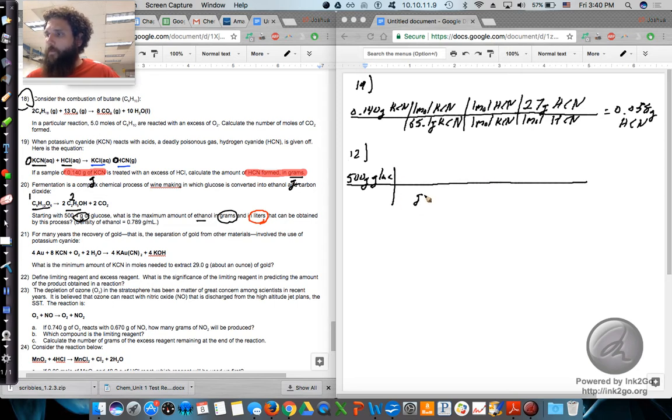We have the grams of the glucose, and we have the mole of the glucose. Now I need to go and figure out what that molar mass is. It's going to be big. Let's see, we have 6 carbons, 12 hydrogens, and 6 oxygens. We got 180.